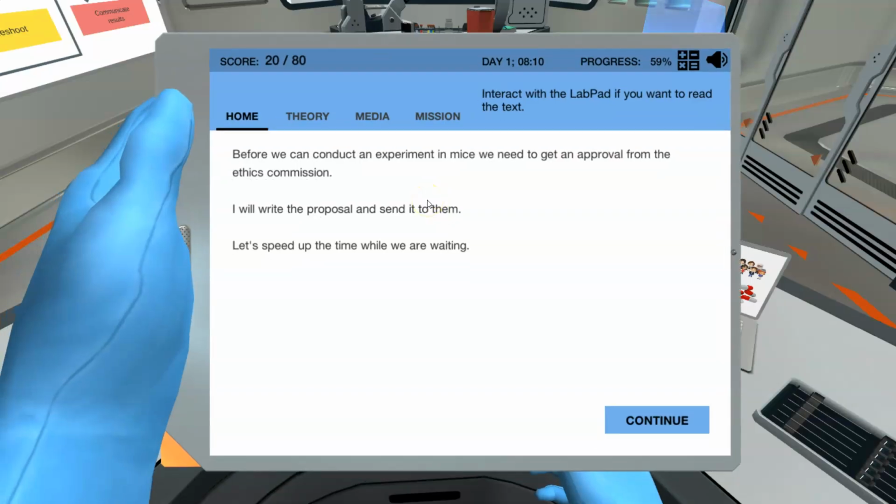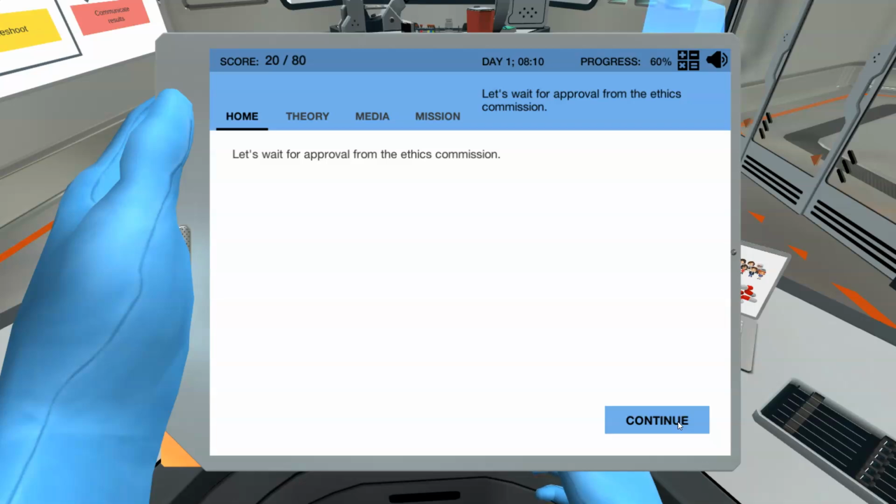Before we can conduct an experiment in mice, we need to get an approval from the Ethics Commission. I will write the proposal and send it to them. Let's speed up the time while we are waiting. Let's wait for approval from the Ethics Commission.